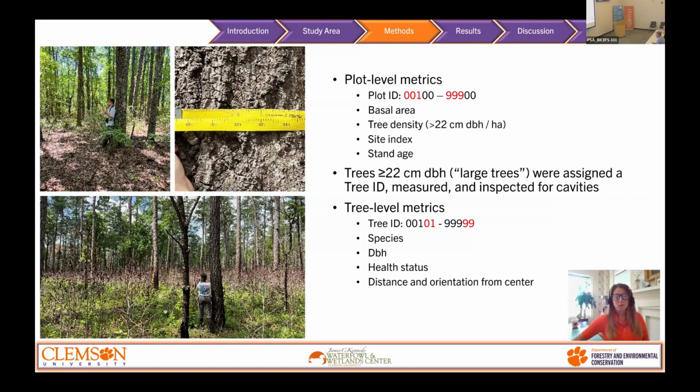I based suitability parameters off of the minimum and maximum parameters recorded in past literature for cavities used by wood ducks to ensure detection of potential cavities. So as you'll see, the minimum DBH for a suitable tree is only 22 centimeters. Once upon a time in literature, a wood duck was found nesting in a tree with a 22 centimeter diameter. So there you have it.